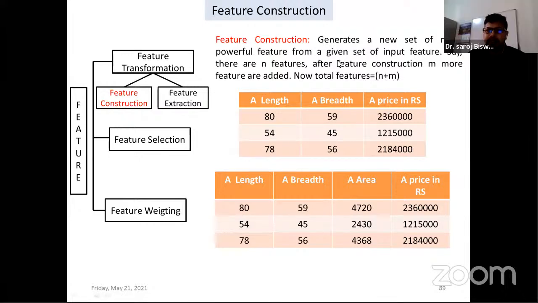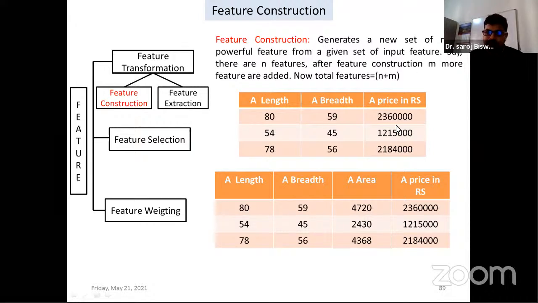Try to understand: we can have a feature set, and from it we can generate some new features. If the number of new features is m and the earlier number is n, then the total number of features can be n plus m. See here, we have an example. This example is represented by this table. We have length, area length, and we have area breadth.